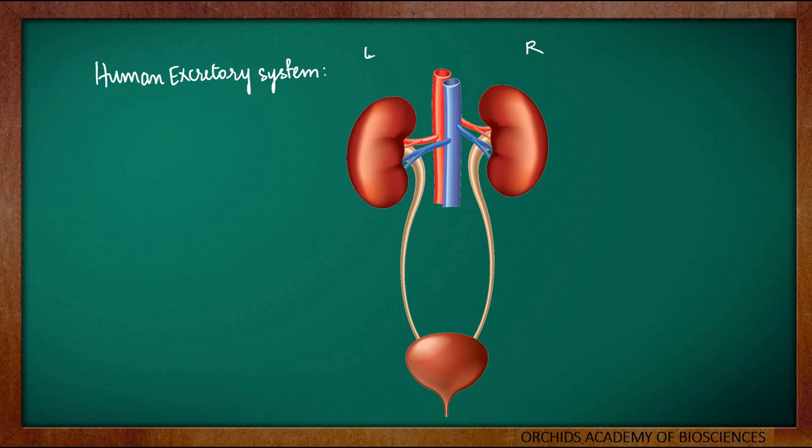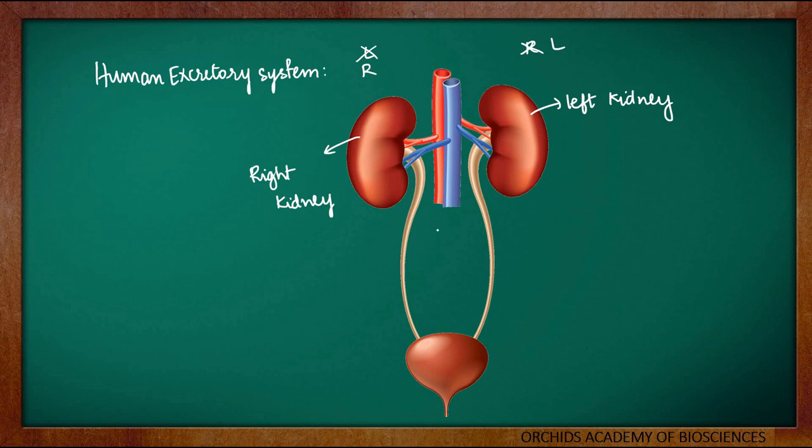But when we place it in a human being and see it from that person's perspective, this will become right and this will become left. So this becomes the right kidney and this one is the left kidney. There is a difference in the placement of the right and left kidney. The right kidney is lower than the left kidney because above the right kidney there is the liver, because of which it is pushed a little downwards. The left is placed a little higher than the right kidney.